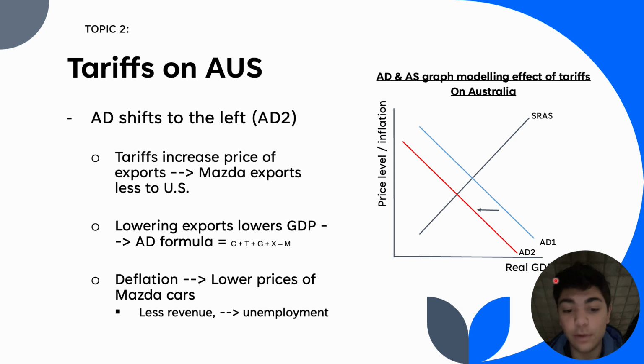As we can see, GDP goes down. And this is because their exports, this one right here, will be decreasing. And this will also cause deflation, which will cause Mazda to have to lower the price of their cars. And less revenue will also cause unemployment because they'll be selling less, so fewer people will need to be working to supply the goods.